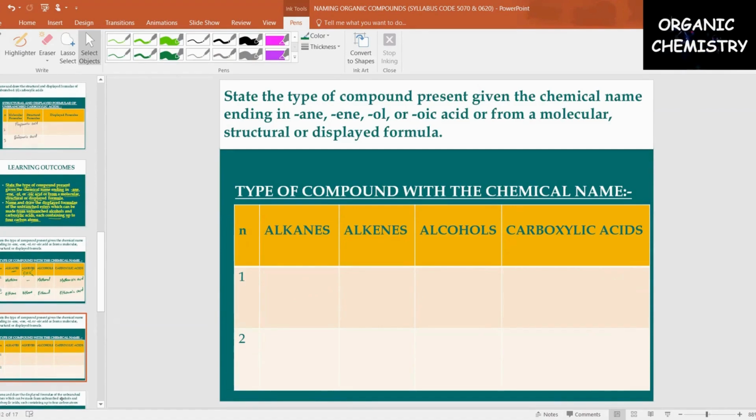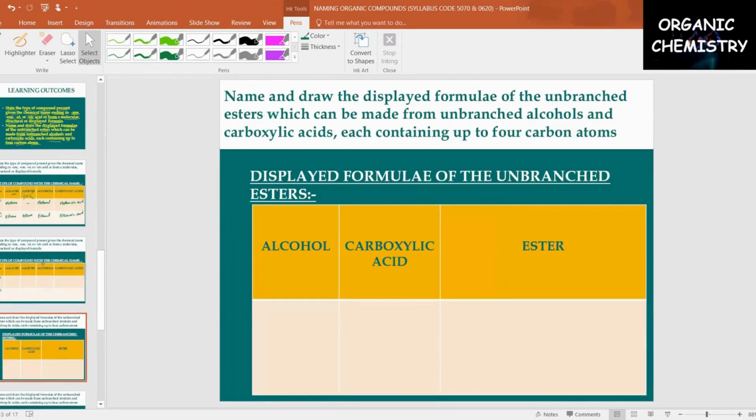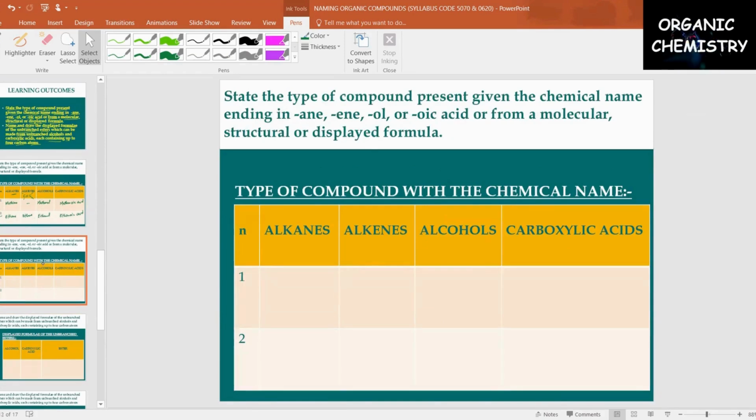Can you predict the names of alkenes with the value of N equals 2, 3 and 4? I want you to predict the names of alkanes, alkenes, alcohols, and carboxylic acids. Carboxylic acid should be butanoic acid.